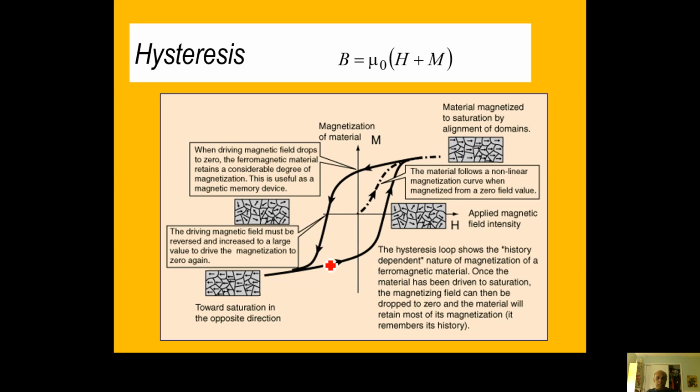So the hysteresis loop shows the history-dependent nature of magnetization. Once the material has been driven to saturation, the magnetizing field can then be dropped to 0 and the material will retain most of its magnetization. That means it remembers its history. That's why it can be used to store information, because it has the memory to store that information.